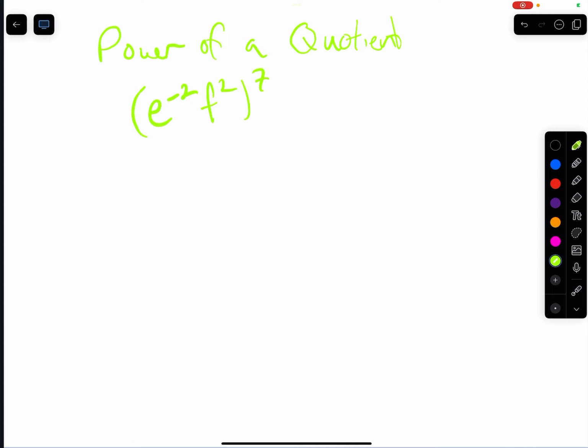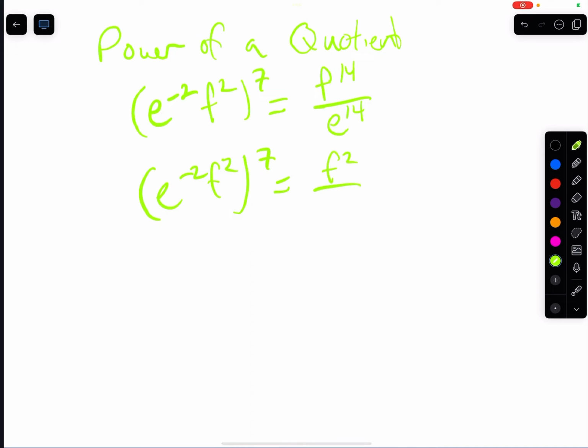Well, this simplifies to be f to the 14 power over e to the 14 power. Let's rewrite it a little bit differently and look at the result of how this happens. E to the negative 2 f squared raised to the 7 power. Well, that's just, using the negative rule of exponents, f squared over e squared raised to the 7 power.